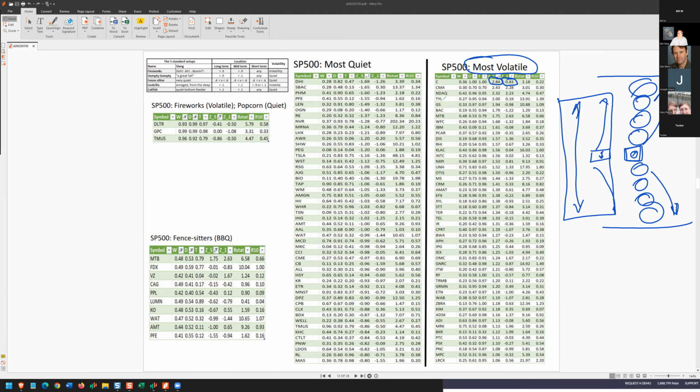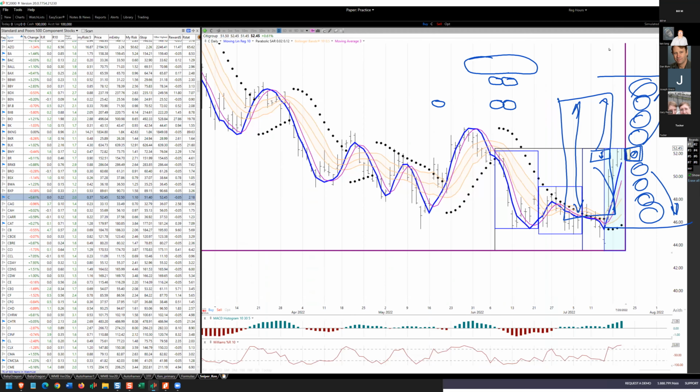Guess who else is in that condition? Goldman, a 2 sigma 5-day, and a -1 1-day. Goldman Sachs in the volatile finance sector.